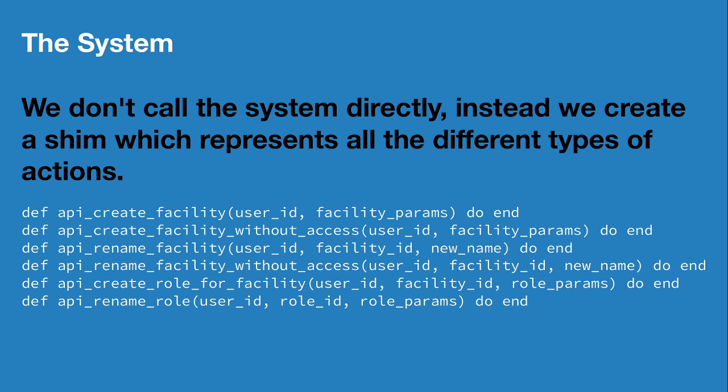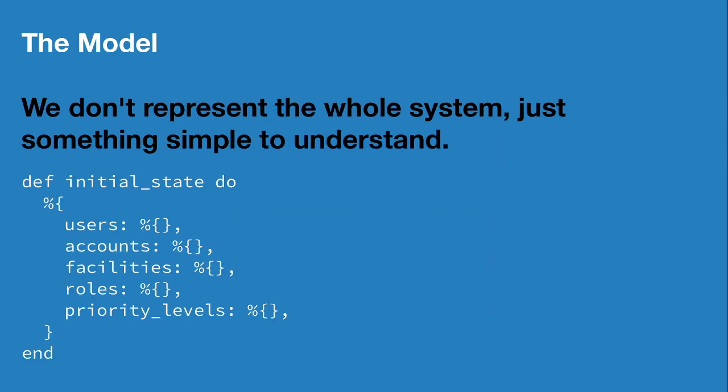But that's the system. We're testing the system. These are the things that actually get called that we're actually verifying. We also have a model, and we don't represent the whole system. We just use something simple to understand. So as I was saying before, it could be a simple map that just has a list of all the things that should exist at a given point in time. And ideally, when a create facility takes place, and I know that there's one more facility on the list, I can keep track of its ID, and that's enough for me to keep track of its existence.